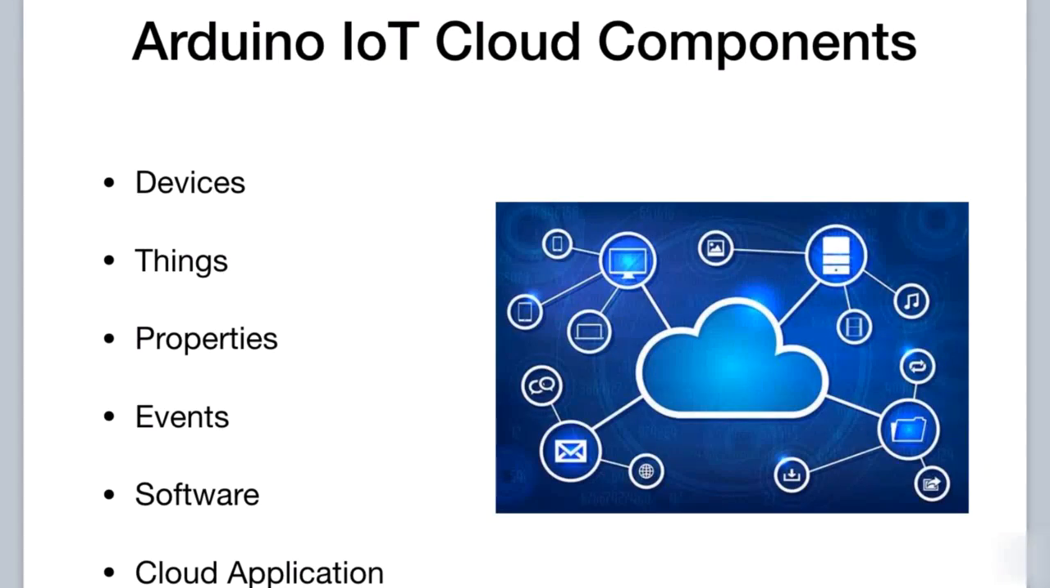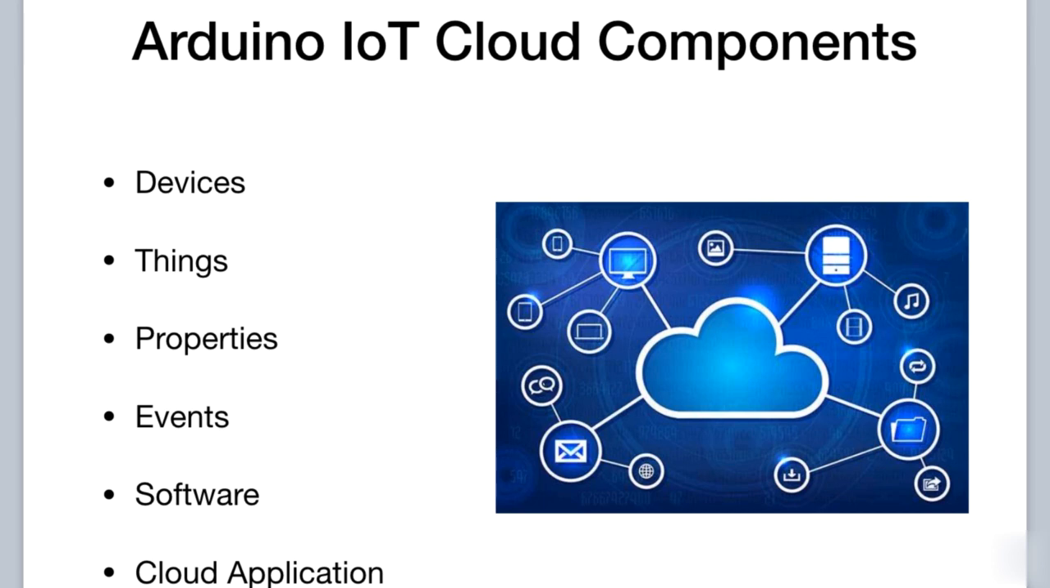When using the Arduino IoT platform, there are a few concepts we need to clarify. IoT applications are typically made up of a few basic components. These include devices, which collect data or control something, things, which define the logical representation of what is being sensed, properties, which define the read-only or read-write characteristics of a system, events, which are notifications when something has occurred, software, which defines the behavior of the hardware, and finally a cloud application to store data or remotely control the equipment.